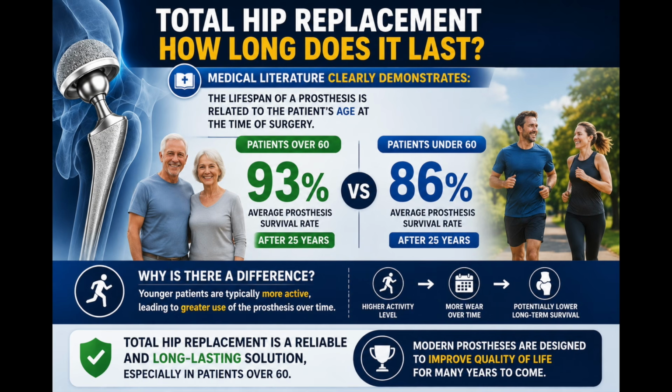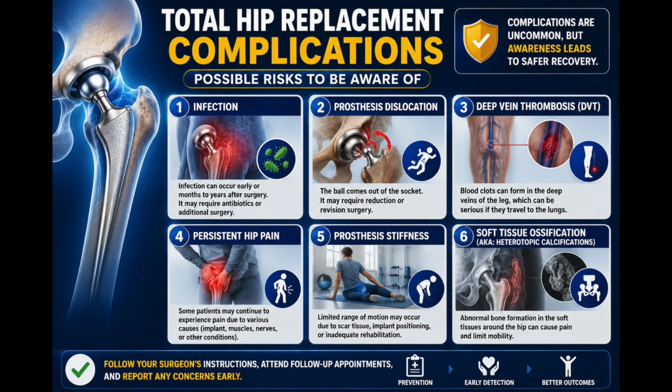Medical literature clearly demonstrates that the lifespan of a prosthesis is related to the patient's age at the time of surgery. Therefore, it is more durable in patients over 60, with an average prosthesis survival rate of 93% after 25 years, compared to younger patients, where the average prosthesis survival rate drops to 86%. This is undoubtedly due to the younger patient's greater level of activity and therefore use. Surgery has a very high satisfaction rate, but there are risks and complications.